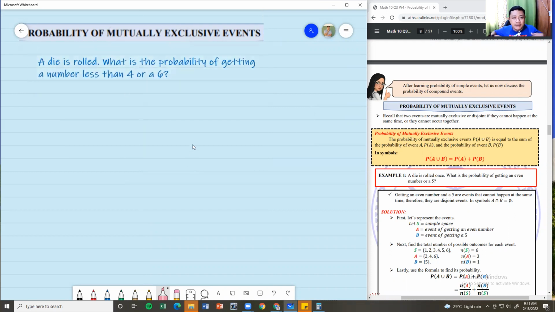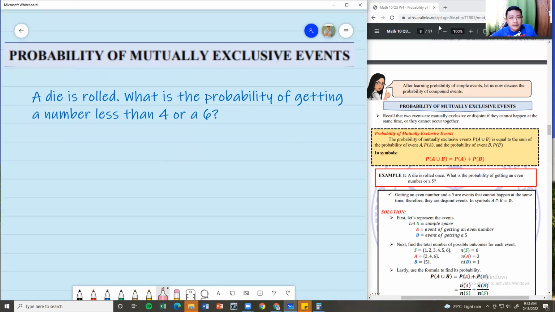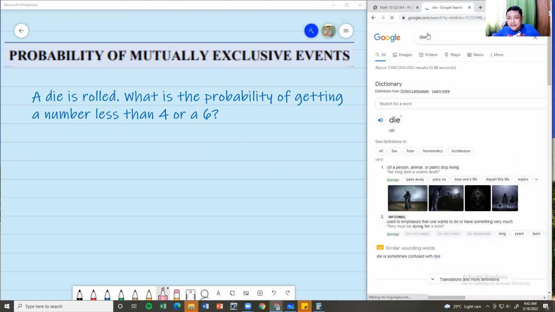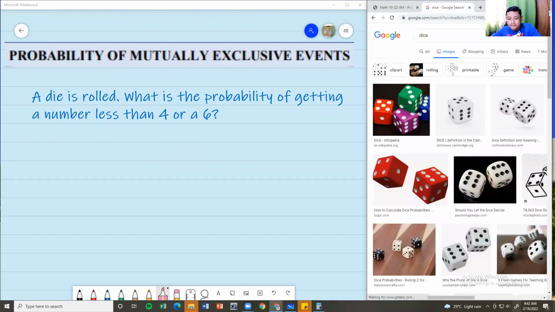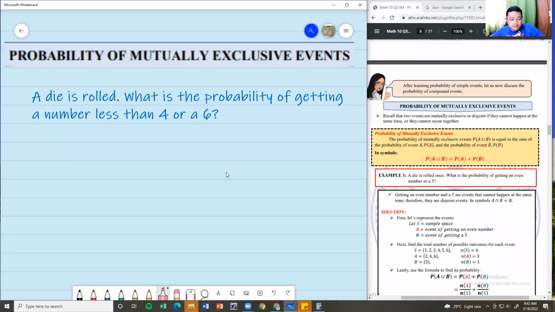Okay, let's see if the kind of problem is exclusive. Therefore, we will be needing the image of a die so that we can imagine what we are referring to. I need a die, dice. Let me take this as my image. And perks of having an online class, you can get the image that you need anytime. Okay, so I have here a die.